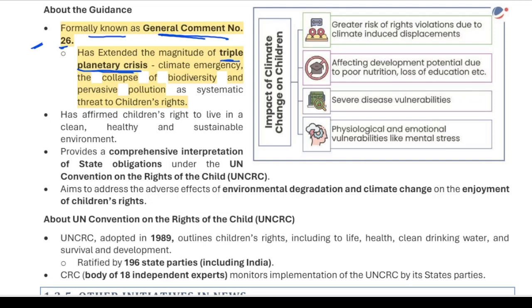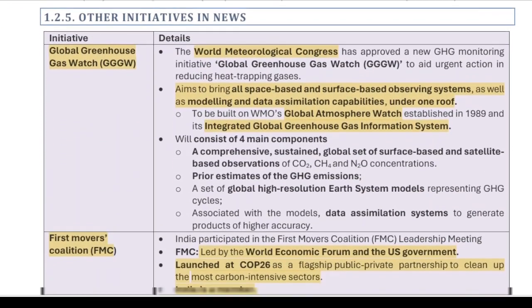One more important fact here is the triple planetary crisis. What are these? Climate emergency, collapse of biodiversity, and pervasive pollution. These three are called the triple planetary crisis. UPSC may ask what is the triple planetary crisis, with options A, B, C and D, or it may ask what is not. It may give three and then a fourth option that is not related, so you have to remember all three. This committee is saying that the triple planetary crisis is also a threat to children's rights. This much only you have to remember in this article. Leave the rest.